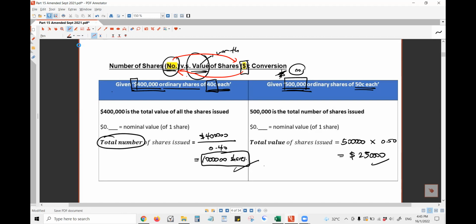So one is division, one is multiplication, right? Can you see the difference? Okay, to convert from value to number, divide. To convert from number to value, you multiply, right? Okay, so that's the difference.